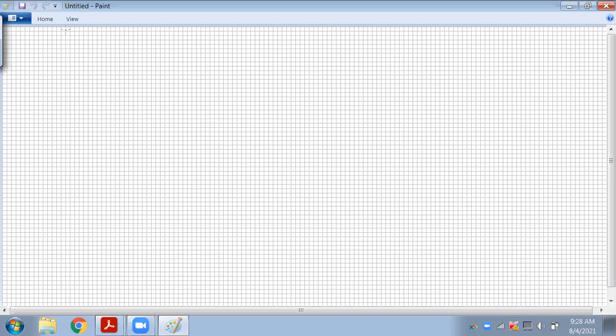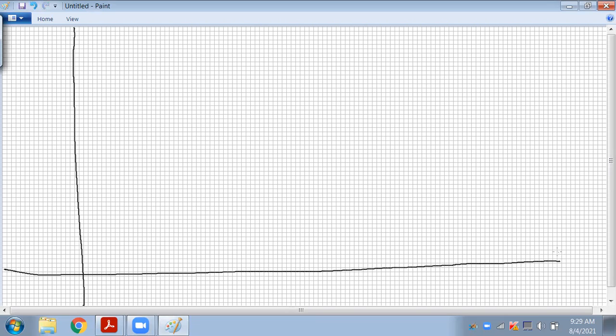Leave 2 cm gap and draw a line on the left side, and again 2 cm at the bottom and draw a line. Now this will be x dash, and this will be what? y dash, and this will be 0.